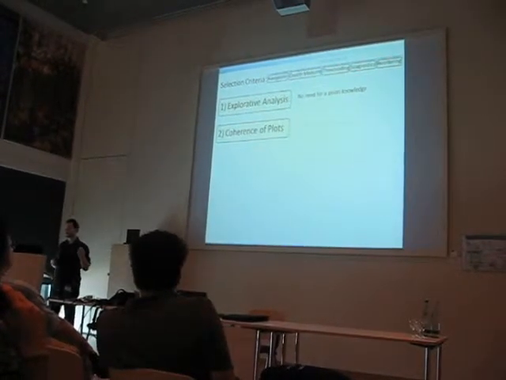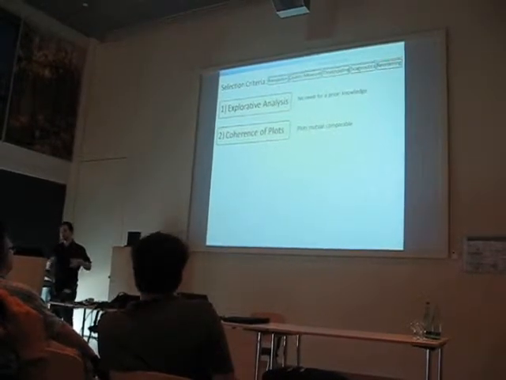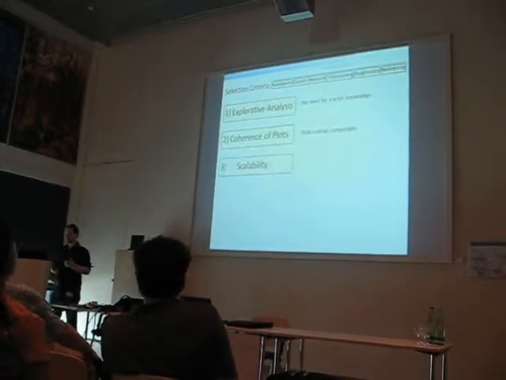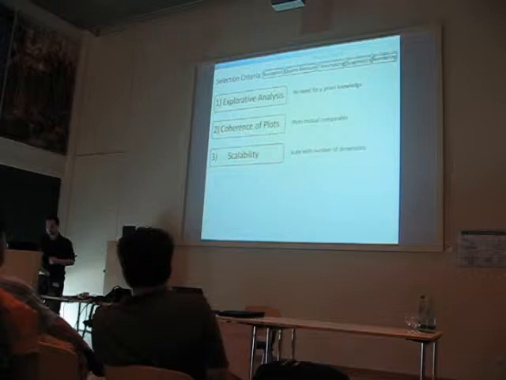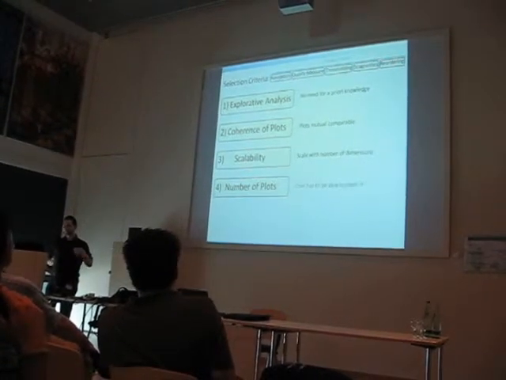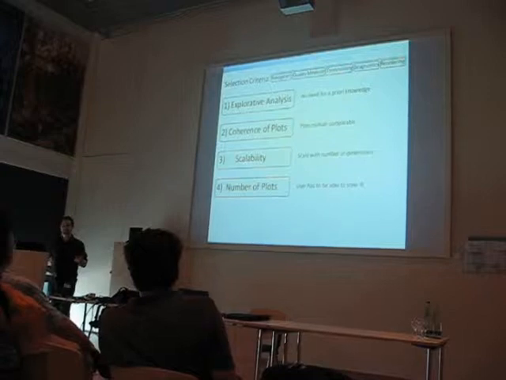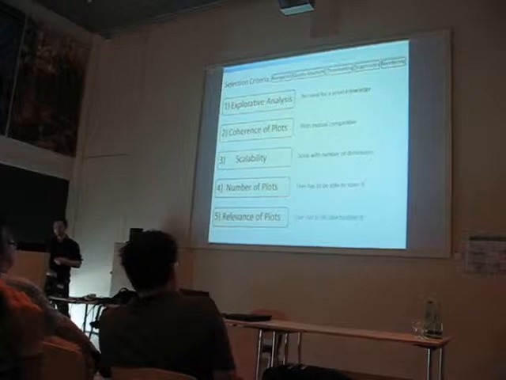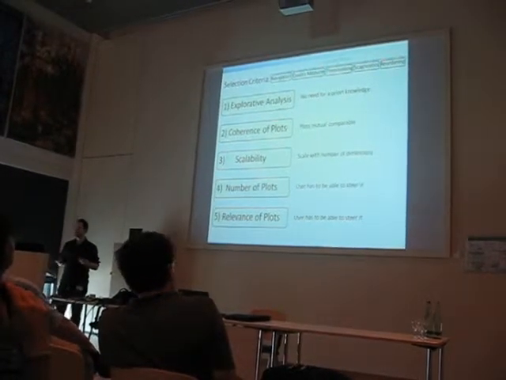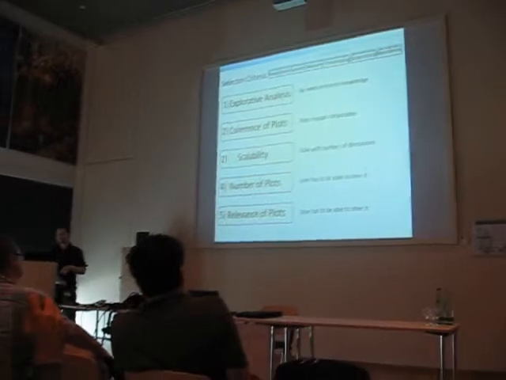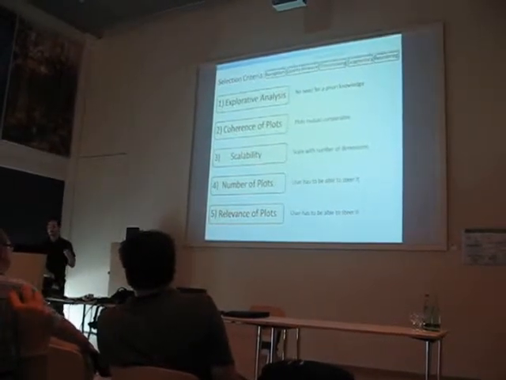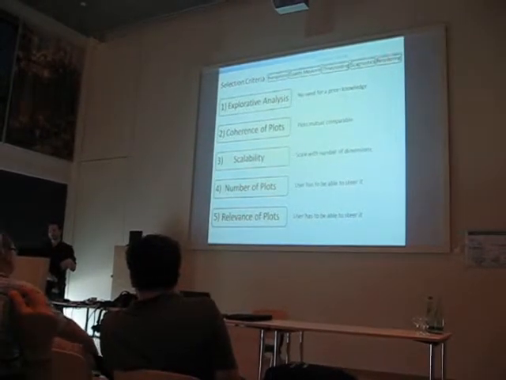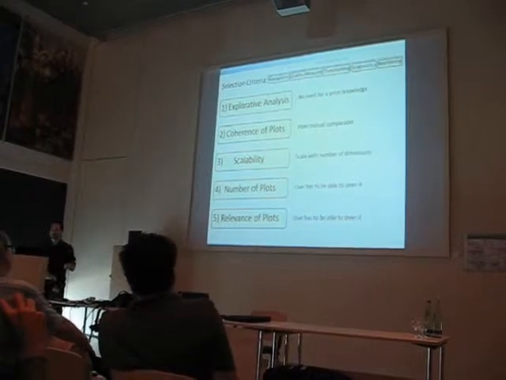The second is the plots should be coherent. It has to be possible that the plots can be mutually compared to each other. Of course, the approach should scale. This is actually the reason why I'm here. The number of plots should be also steerable, because the user has to decide how many plots he or she wants to get. And also the relevance of plots has to be steerable actually due to similar reasons. And therefore we introduce a kind of a greedy approach to select large amounts of plots which are coherent from a scatterplot matrix that actually fulfill these criteria.